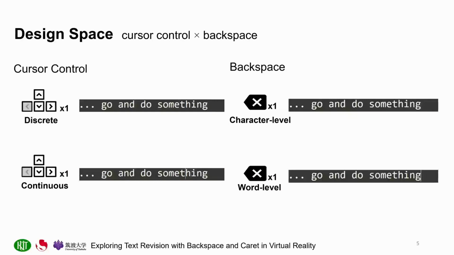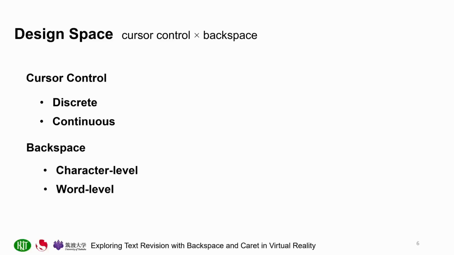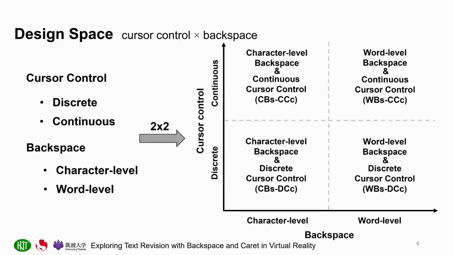To fill this gap and to take the initial step toward exploring text revision solutions in VR, we include cursor control and backspace in our consideration. As shown in this slide, for cursor control, we have two options in our design, discrete and continuous. Similarly, for backspace, we also set character level and word level as two alternatives. Based on these two tools and their options, we turn them into a design space as shown on the right. Every cell of the design space represents a combined use of a backspace and a cursor control method.